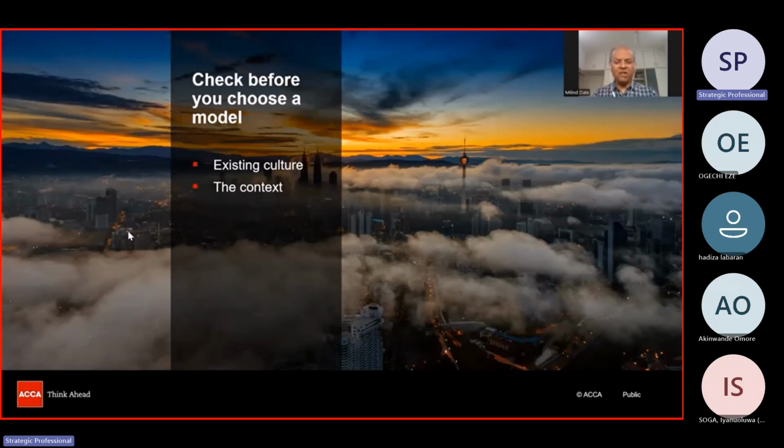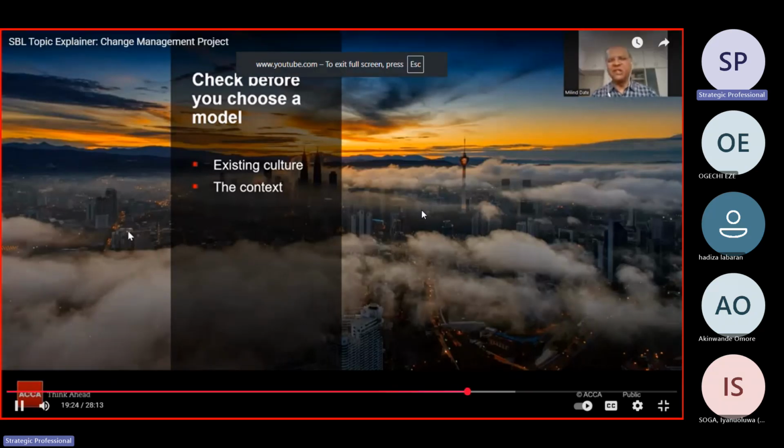And your people, your team, are they ready to take on the change? And has the top leadership empowered the change agents to carry out the process seamlessly? Because without this empowerment, it's very difficult to bring about any change in the organization.